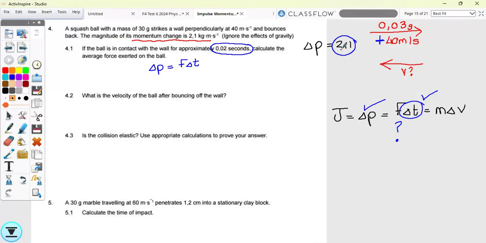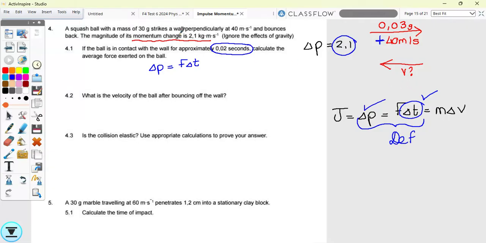The wall. So remember the definition for impulse is that first equation, not the second one. So here, this is the definition of impulse. And that is the force, or the change in momentum is directly proportional to the force and the contact time. And it's the force that is causing the change in momentum, which is the wall in this case.